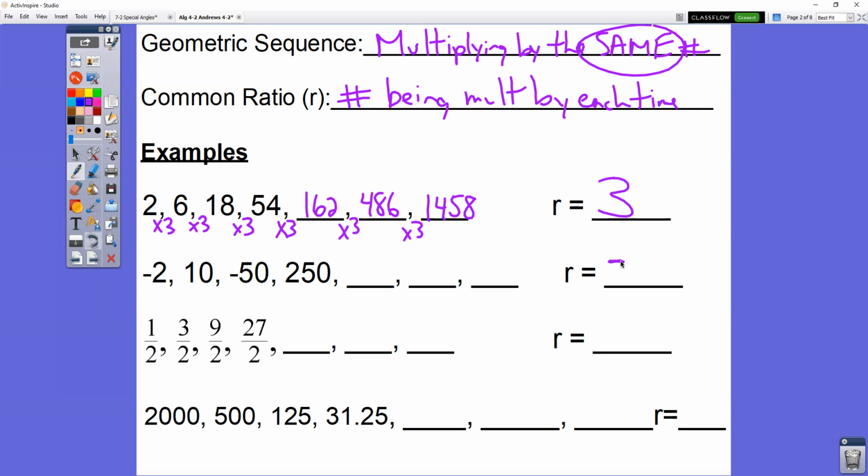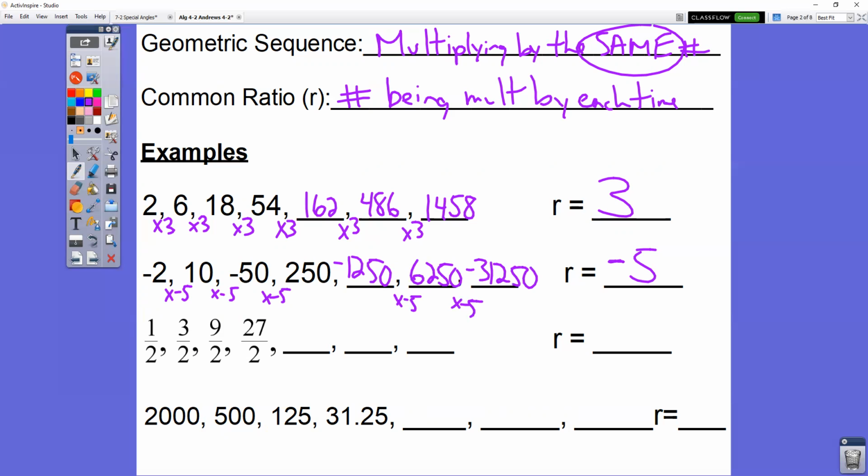So how do you get from 2 to 10 to 50 to 250? Well, what we're doing is that we are multiplying by -5 each time. So -5 would be our common ratio. 250 times -5 is -1250. -1250 times -5 is 6,250. And then that times -5 gives you -31,250.